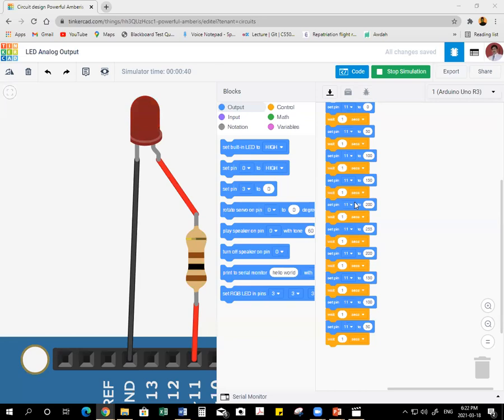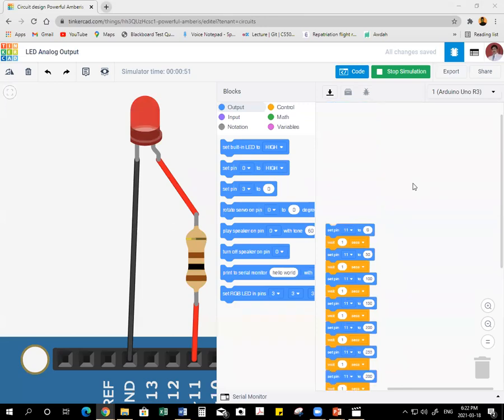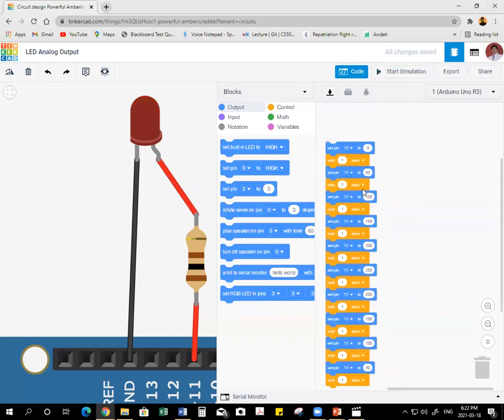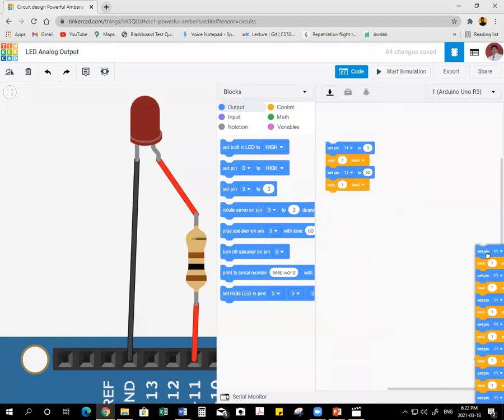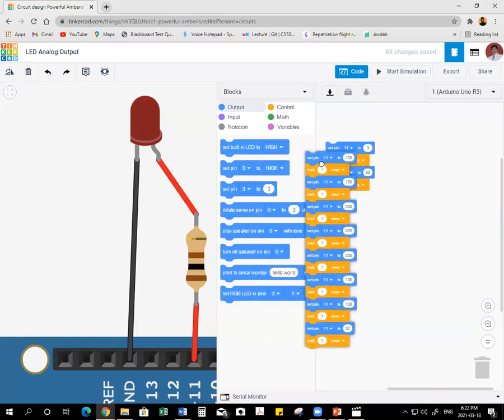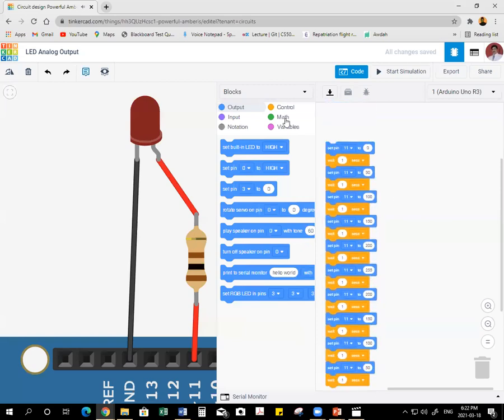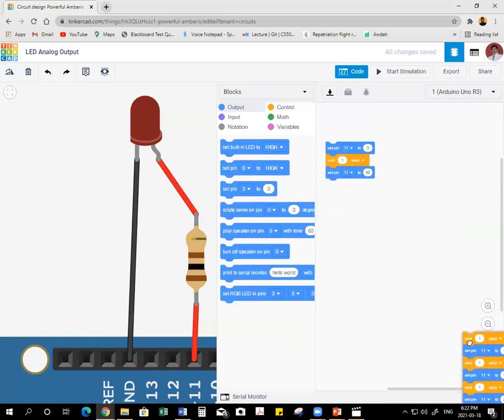One question is, if they put 999, will it still work? You'll see why it is working. We'll see here, because 255 is the maximum. It will work because 255 is the maximum.